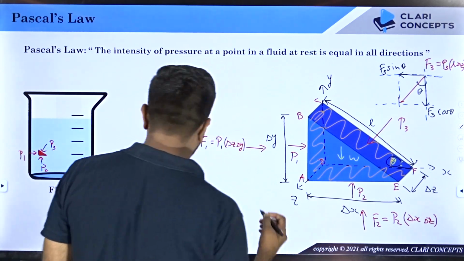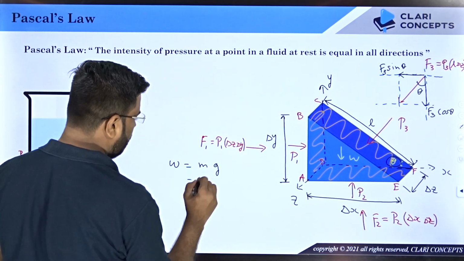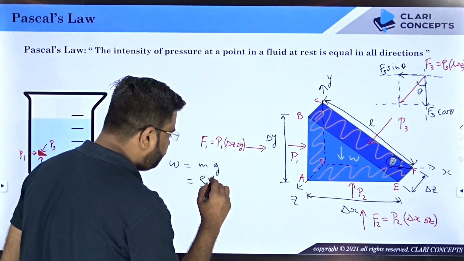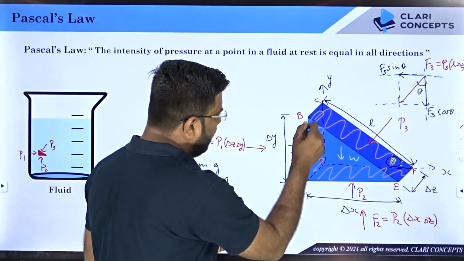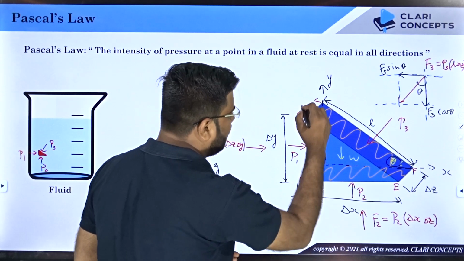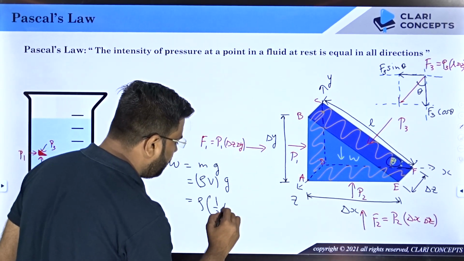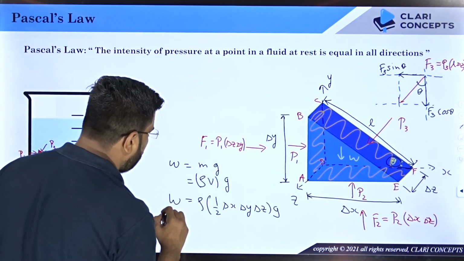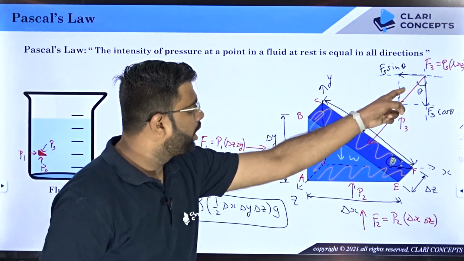Now what is W? Let me talk about W. W is the weight, which is mass into gravitational acceleration. What is the mass of this fluid element? That will be density times volume, into g. What is the volume of this fluid element? Volume is the area of this triangle multiplied by the perpendicular length. So the area is 1/2 delta x into delta y, and then delta z is the perpendicular length. So rho into 1/2 delta x delta y delta z into g. This is the weight. So we will use this also in the equation.